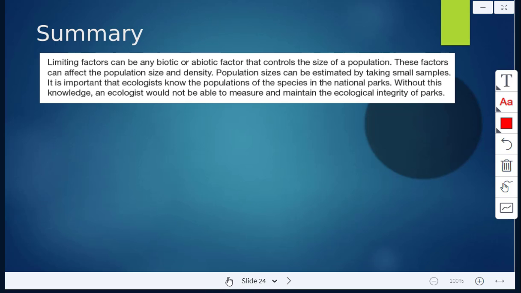All right, so just in summary then, limiting factors can be any biotic or abiotic factor that controls the size of a population. These factors can affect the population size and density, and then population size can be estimated by taking small samples. It's important that ecologists know the populations of species in national parks. Without this knowledge, an ecologist would not be able to measure and maintain the ecological integrity of parks.